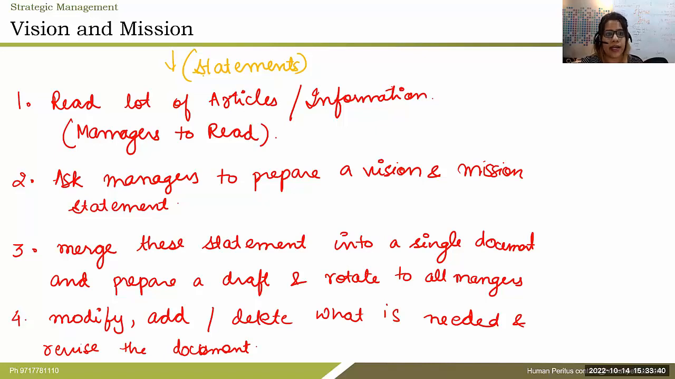When you modify it, you achieve the last part wherein the vision and mission has been prepared, right? Where you modify something, you add something, you delete from the draft that has been prepared. And this modification, addition or deletion can be done by discussing through the managers who have prepared the draft, or we can hire an individual consultant who will obviously have unbiased views, and he will prepare that for us, right?